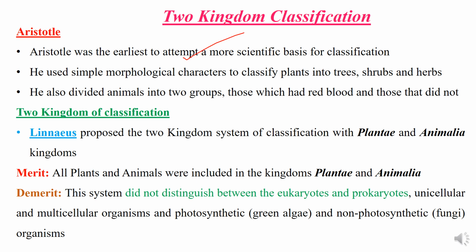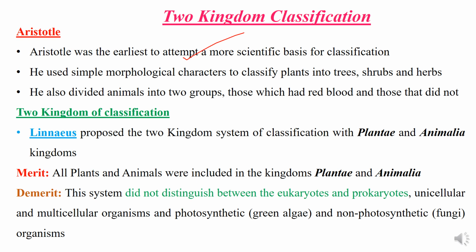So the big merit of Linnaeus's system is that all plants and animals were included in the kingdoms Plantae and Animalia, so there is no confusion. And the demerit of the 2 kingdom classification is that it did not distinguish between eukaryotes, that is the organisms which have a true type of nucleus, and prokaryotes which do not have a true type of nucleus, unicellular organisms, which have a single cell, and multicellular organisms, which have multiple cells, and photosynthetic and non-photosynthetic organisms.